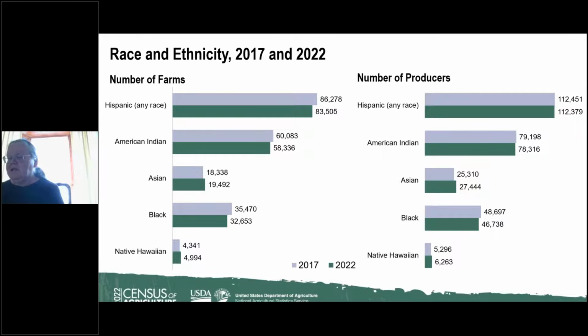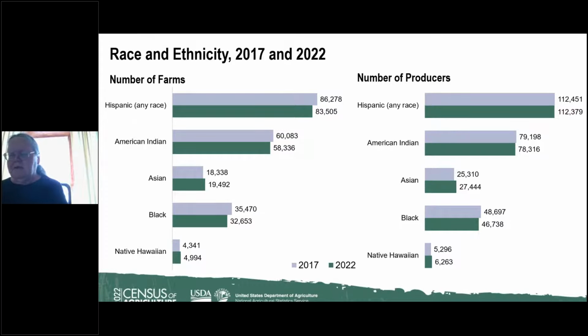So you can see the chart on the left is for the number of farms, while the chart on the right is for the number of producers. Both show similar trends. The number of farms with producers of Asian and Native Hawaiian origin increased in number, while the number of farms with Hispanic, American Indian, and Black producers decreased. And the same is basically true for each of the producer numbers.